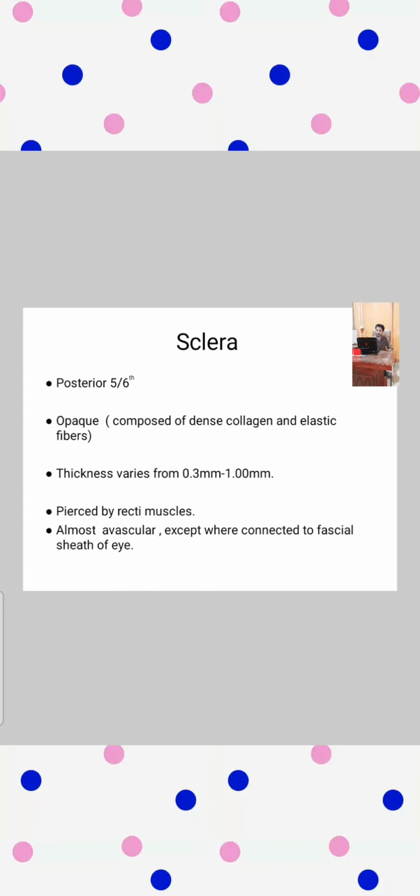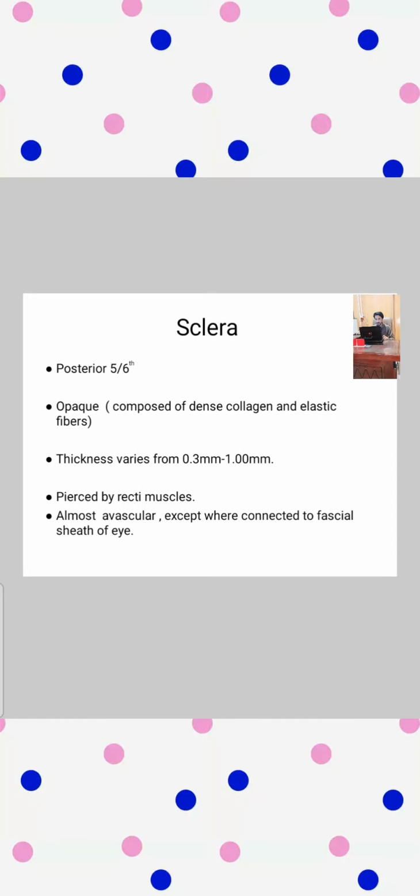The second structure of the fibrous layer is the sclera. The first one is the cornea, about which we have studied in detail. The second is the sclera. It forms the posterior five-sixths of the eyeball, is opaque, and is composed of dense collagen and elastic fibers. Thickness varies from 0.3 mm to 1.0 mm. The sclera is almost avascular, except where it is connected to the fascial sheath of the eye.